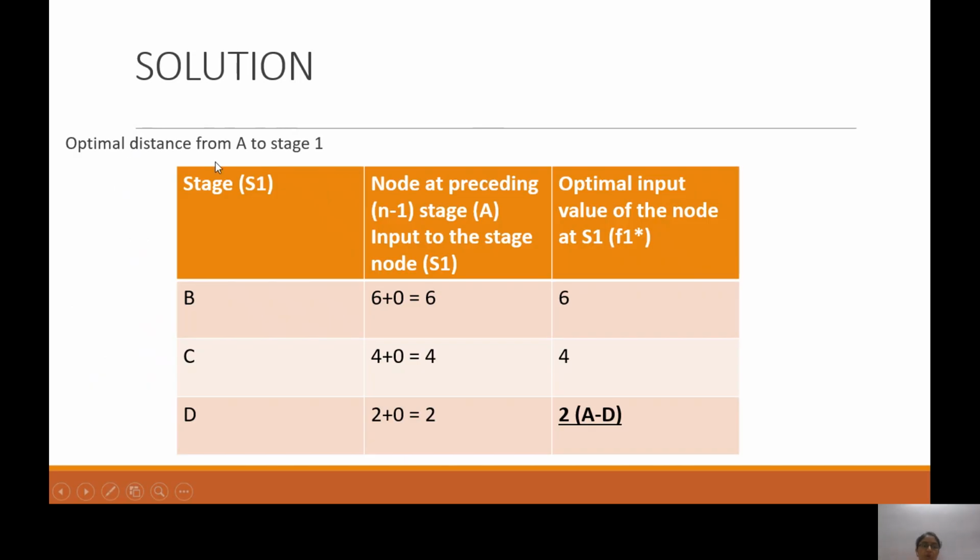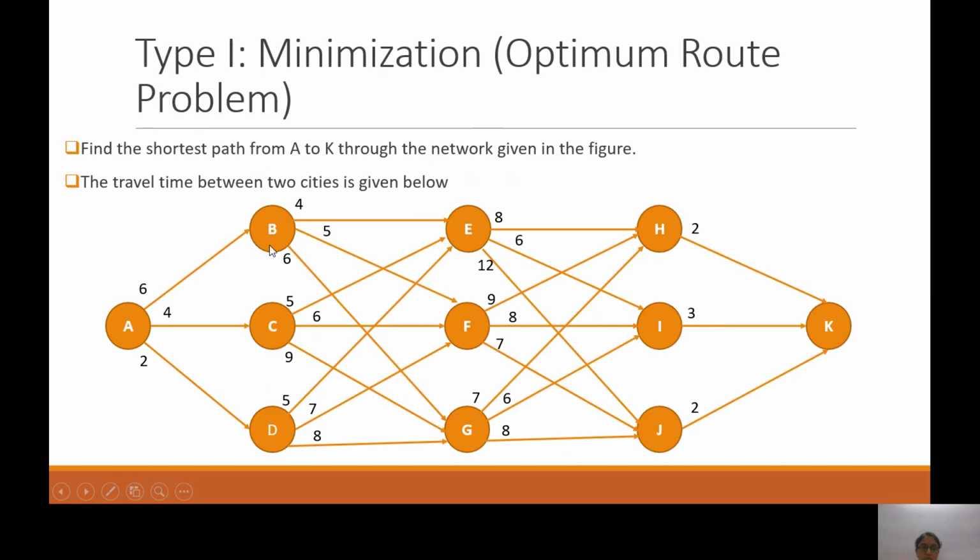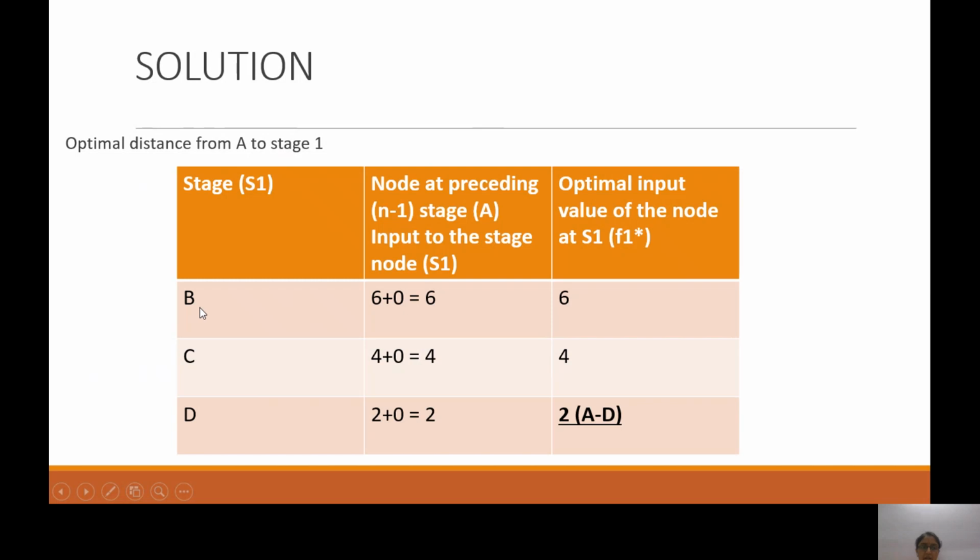So optimum distance from A to stage 1. Okay, so A to stage 1 will be A to B, A to C, A to D. That is what is done over here. A to B, A to C, A to D. These are the stages of S1.